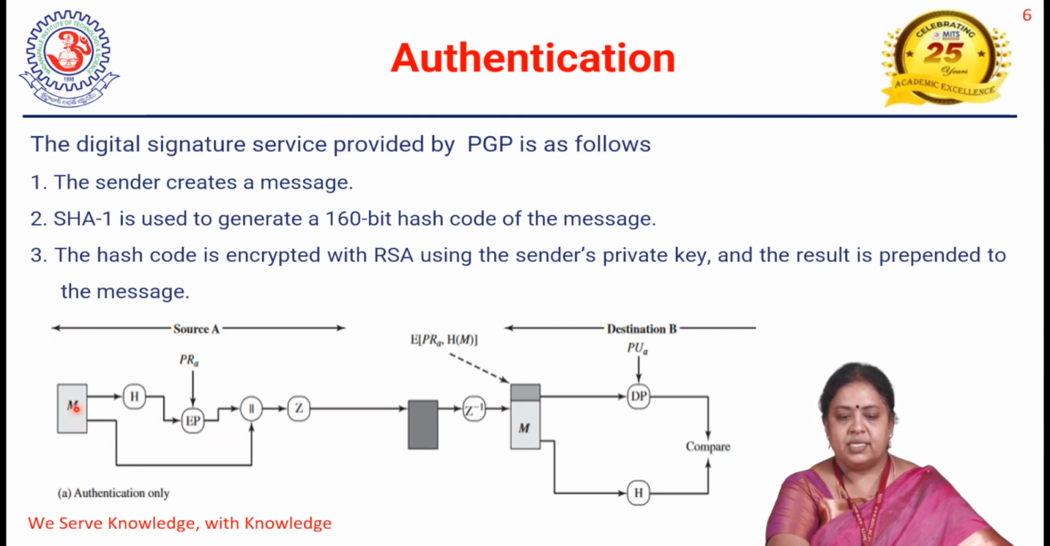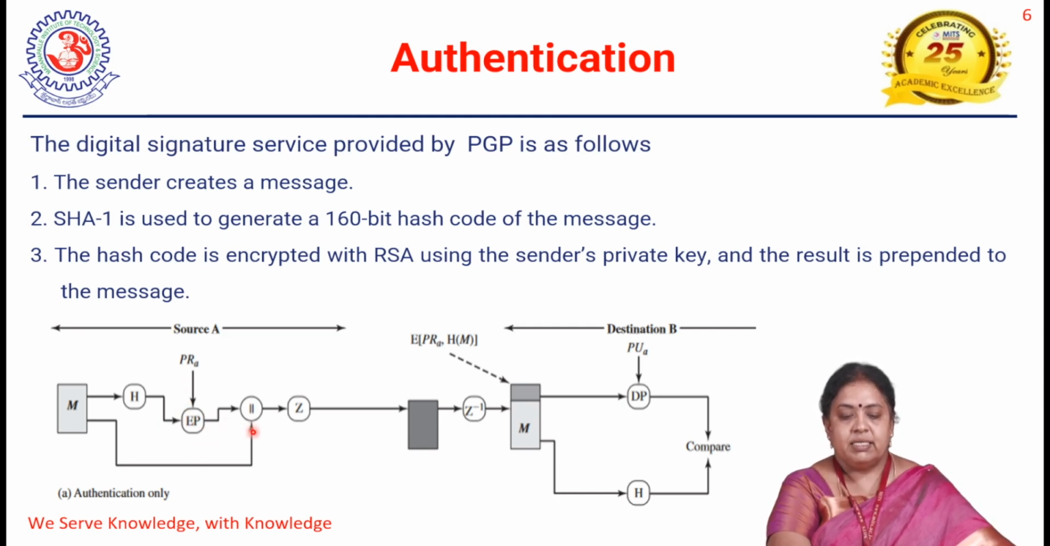So first the message is given to the hash function in order to generate the hash code. That hash code is encrypted by using the private key of the sender. EP is the public key encryption. Here we are using the asymmetric encryption process. By using the private key of the sender, we encrypt the hash code. This is the digital signature. How is the signature generated? If we encrypt by using the private key of the sender, then only it is called a signature.